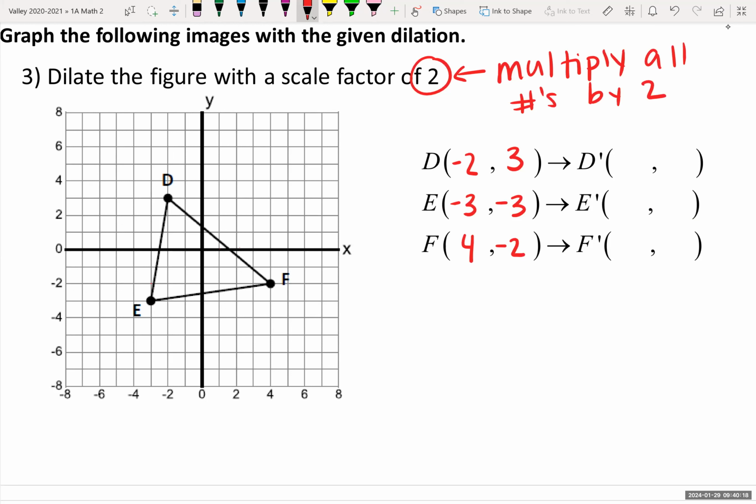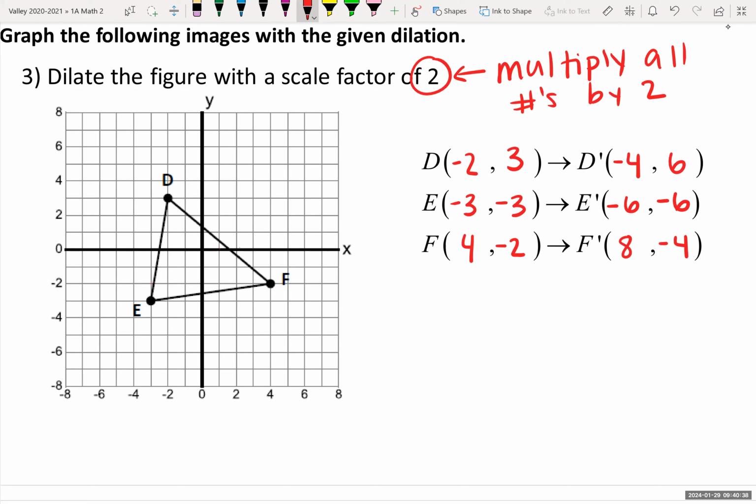Okay, so if we multiply by 2, -2 times 2 is -4. 3 times 2 is 6. And then 3's again, -3 times 3 is -6, and another -6. 4 times 2 is 8, and -2 times 2 is -4. So I just multiplied every number by 2.